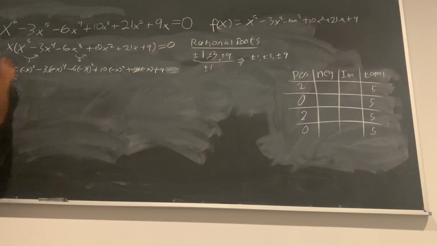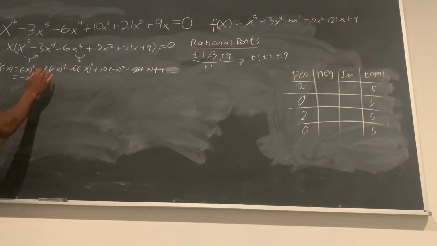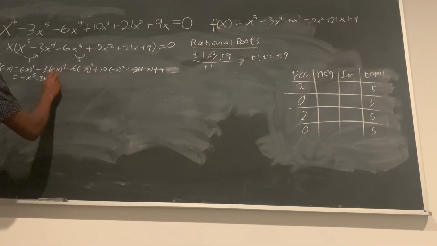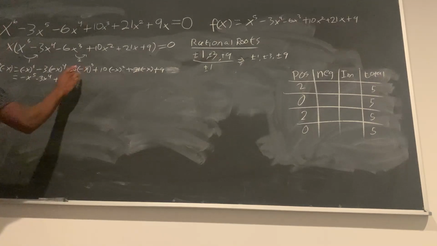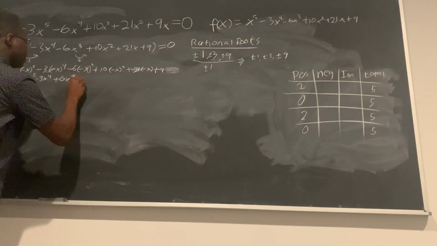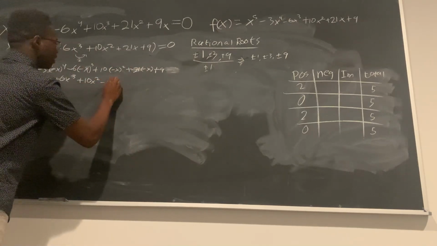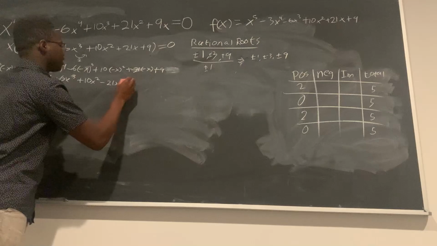That means we can write negative x to the fifth. A negative number raised to an odd power is still going to be negative, so we just have negative x to the fifth. A negative number raised to an even power, however, is going to be positive, so we have minus 3x to the fourth. Then negative times negative, we have positive 6x cubed, and then positive 10x squared. Then negative times positive is negative, so minus 21x, and our constant again, plus 9.